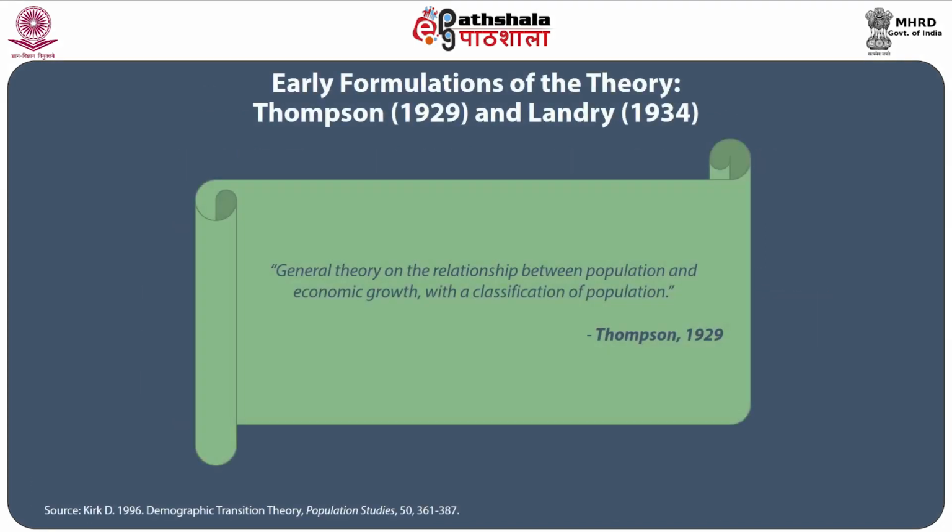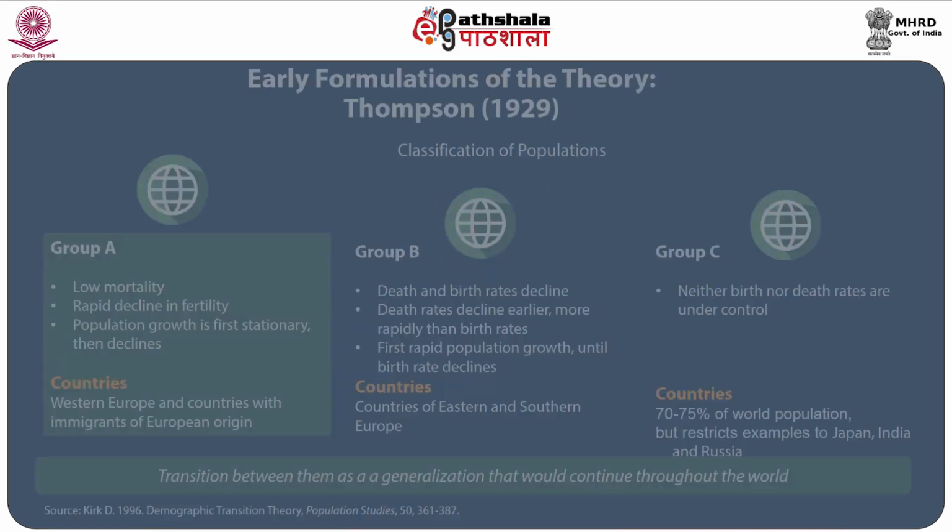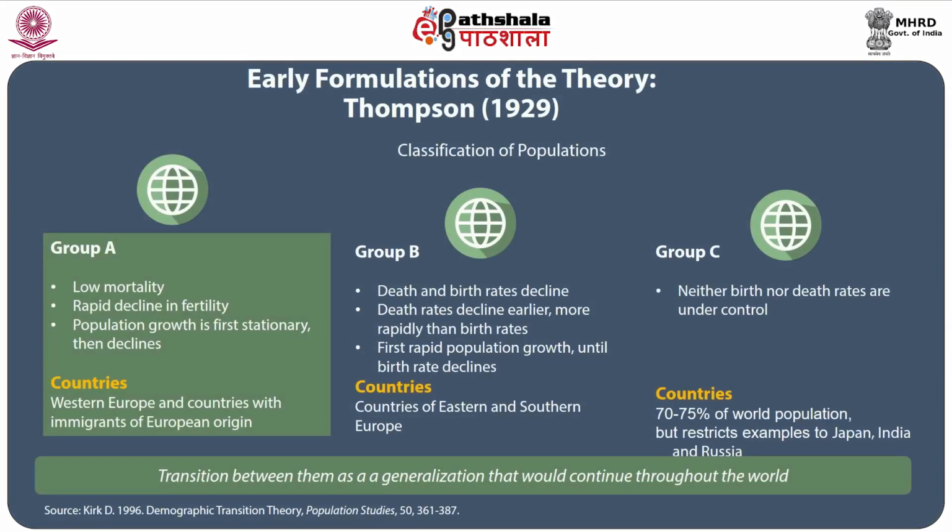Now, let us discuss the early formulations of the theory, especially those postulated by Thompson and Landry. Thompson proposed a general theory on the relationship between population and economic growth, with a classification of population, which is a main issue that led Thompson to bring out demographic transition in his discussions. His classification of populations is close to what later came to be known as the classic demographic transition theory. He classified countries into three groups according to population growth, birth and death rates: Group A, Group B, Group C.